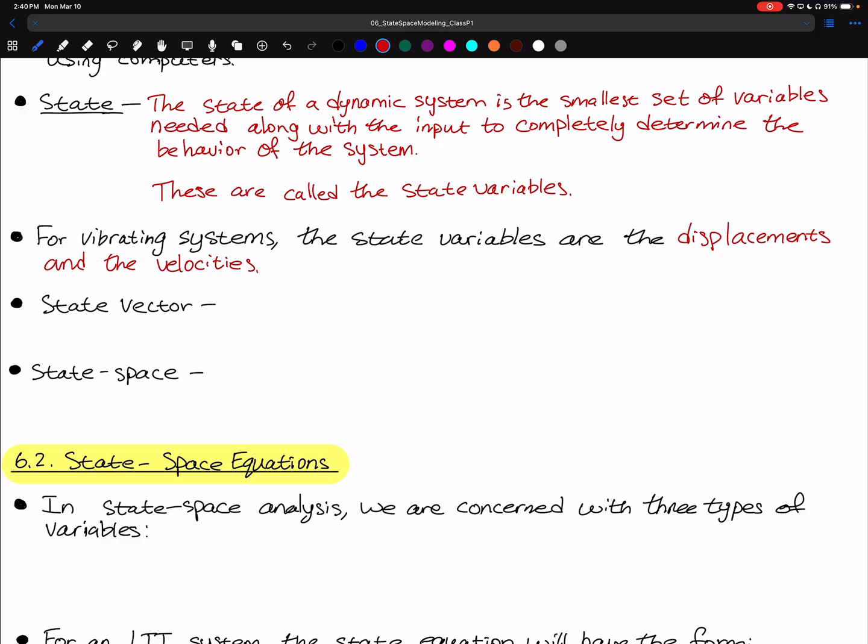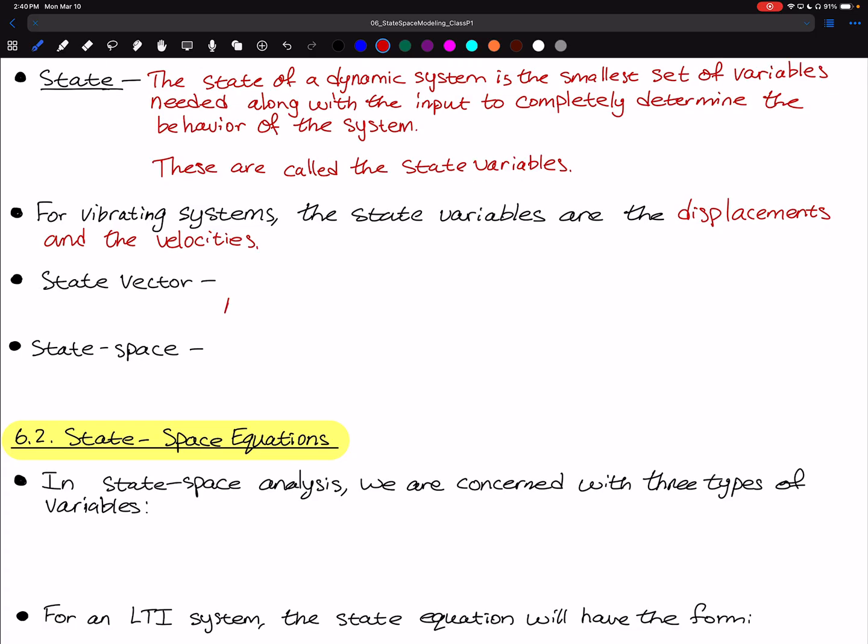Okay, so then the state vector is just a vector whose components are the state variables for a given system. There's not really much else to say there.